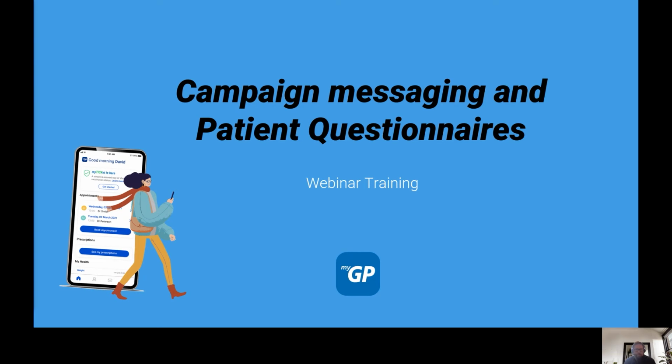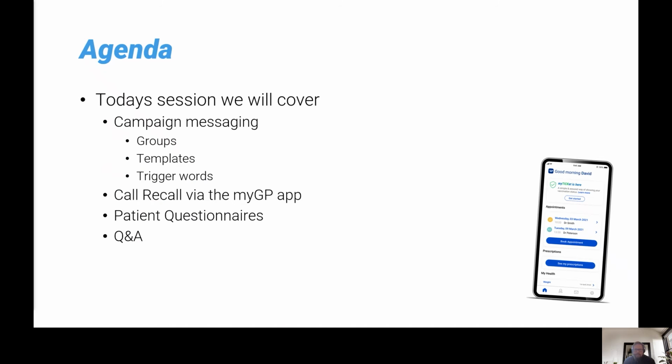We're going to go through the campaign messaging and patient questionnaires training session today. This will be a relatively short session. We're aiming for 30 minutes, and I'm going to show you how to go through sending a health campaign using our call recall function, if you'd like to use that as well, and invite patients to book into a slot type of your choosing, and also our newest and latest feature, patient questionnaires as well. So we'll be looking at all of those today.